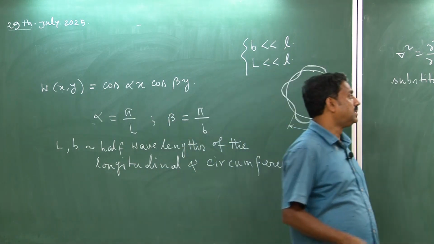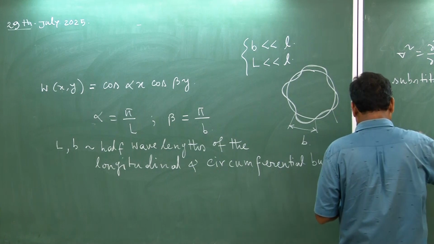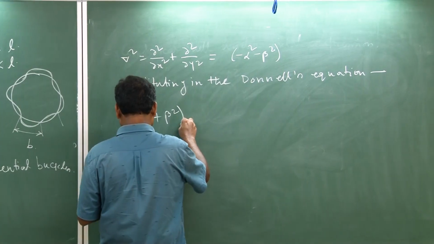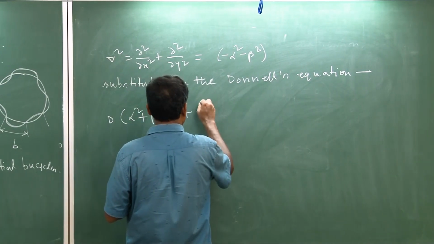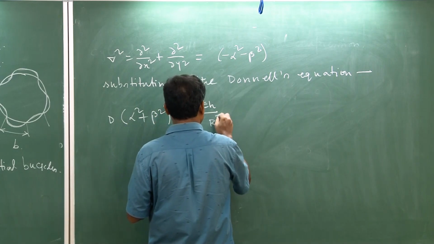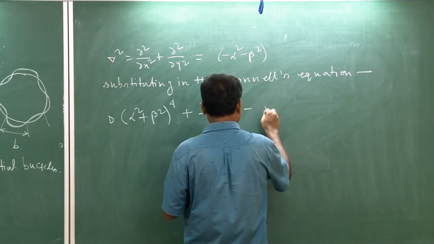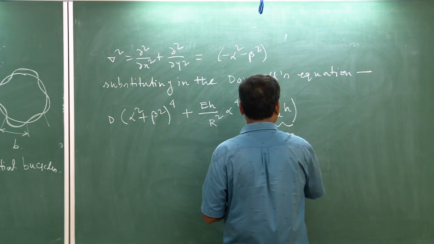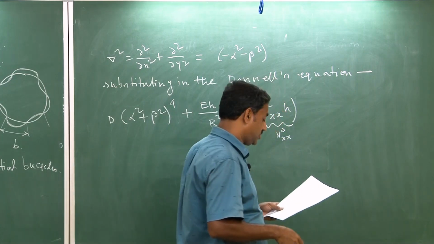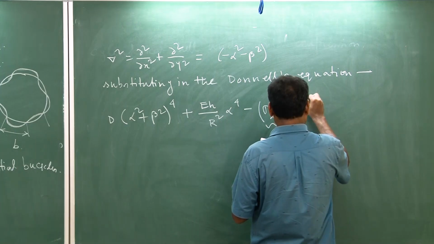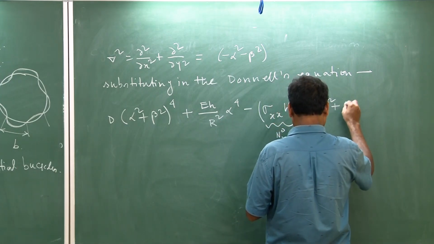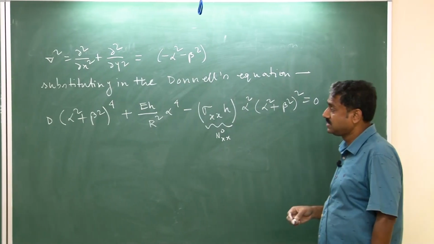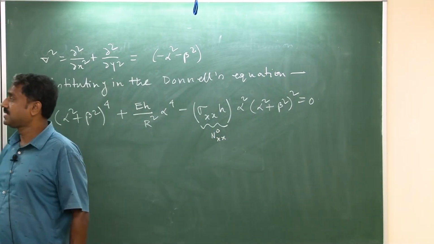If you substitute, the differential equation becomes an algebraic equation: D times the power 4 plus Eh over r squared alpha to the power 4 minus sigma xx times h, which is nothing but nxx0, times alpha squared, times alpha squared plus beta squared, is equal to 0. Why am I putting 0? Because it is constant. This is a homogeneous equation, so that is an eigenvalue problem, and these are nothing but the eigenfunctions.